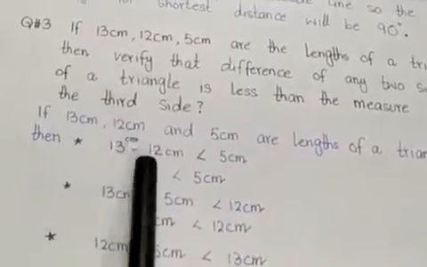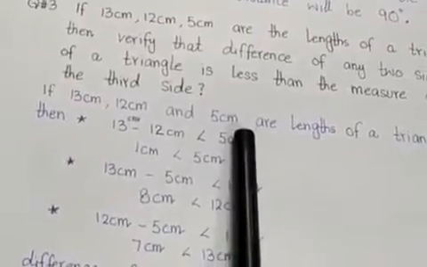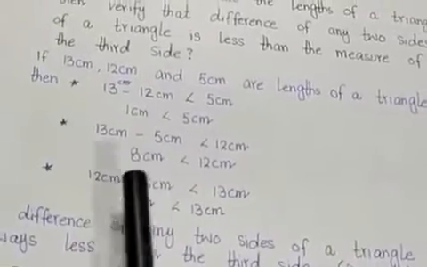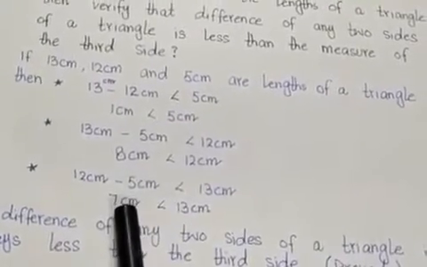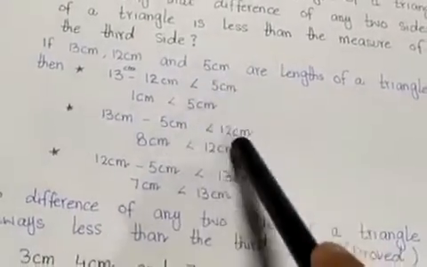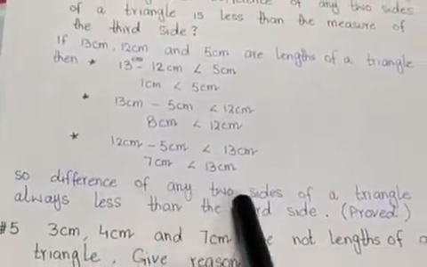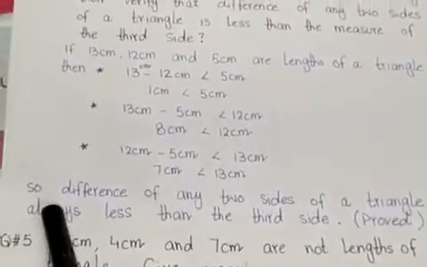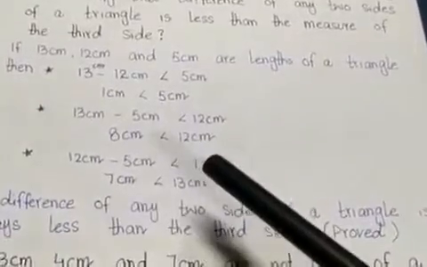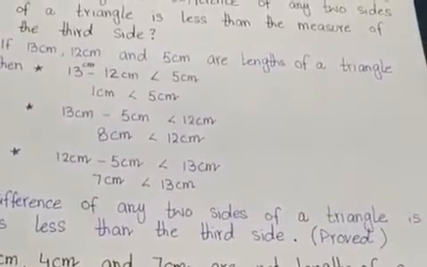Now take the last. If I take the difference between these two sides, 12 and 5, the answer should be lesser than this side. Clear? So 12 centimeter minus 5 centimeter is 7 centimeter and 7 centimeter is lesser than 13 centimeter. So from all these statements, we have verified that difference of any two sides of a triangle is always lesser than the third side. If we take the difference of any two sides, it will be lesser than the third remaining side. Is it clear? It is proved.